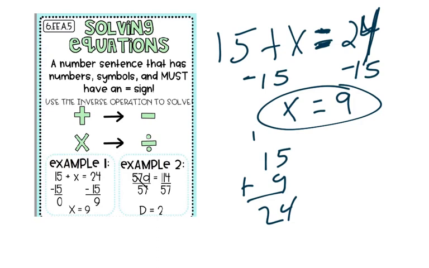Okay? So we use the opposite operation. So this was 15 plus x. So the opposite of addition is subtraction. That was our inverse operation to get 9. Okay, it's that easy.